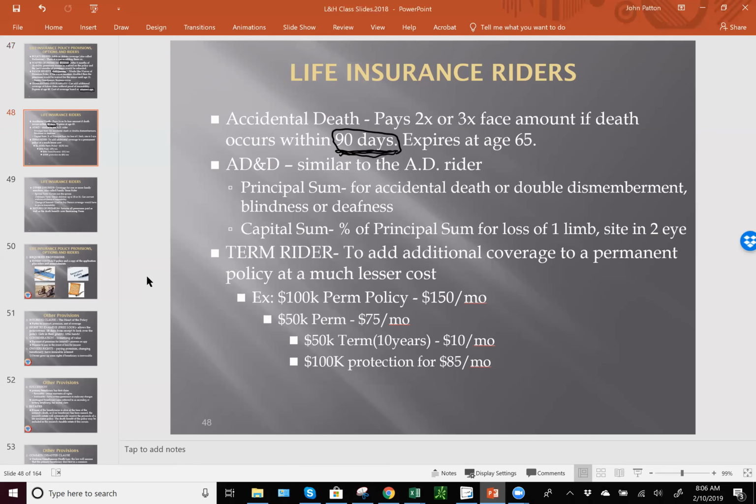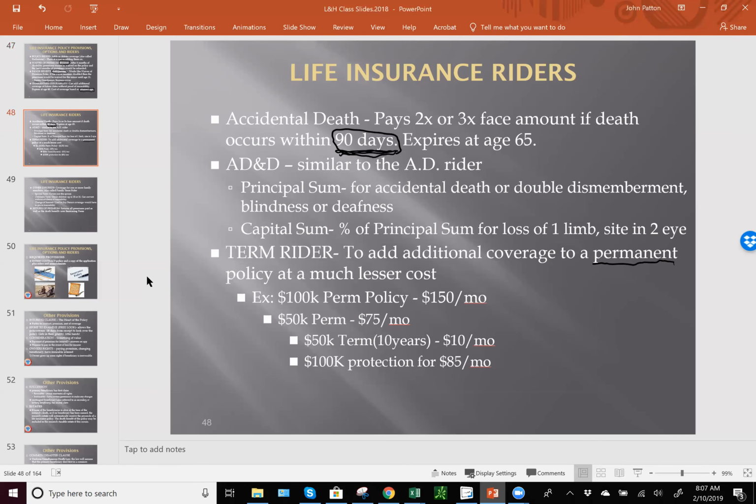Next, we have a term rider. A term rider is a way to add additional protection for a period of time to a permanent policy, but at a much lesser cost. So let me give you an example. Let's say you want a $100,000 permanent policy, but it's like $150 a month and you don't really have that money. Your agent says, well, how about if we do a $50,000 permanent policy? That's going to cut your cost in half down to $75 a month.